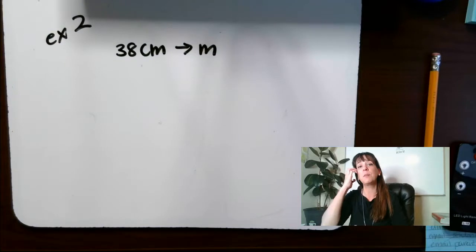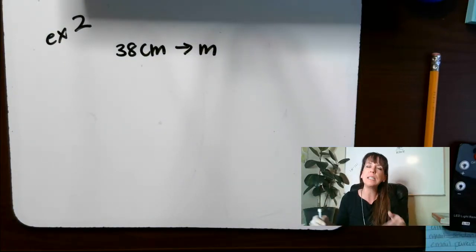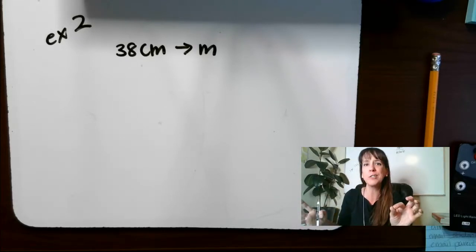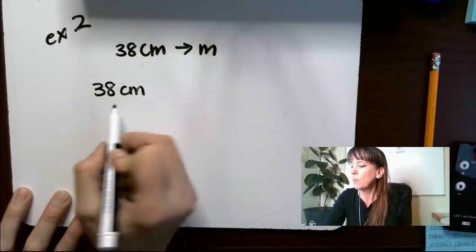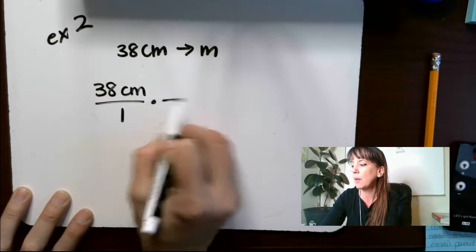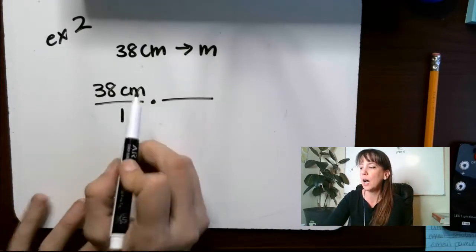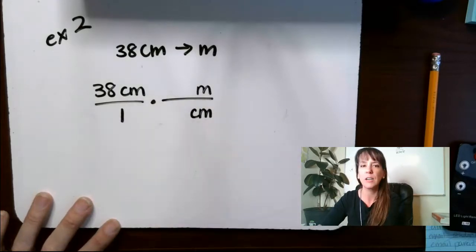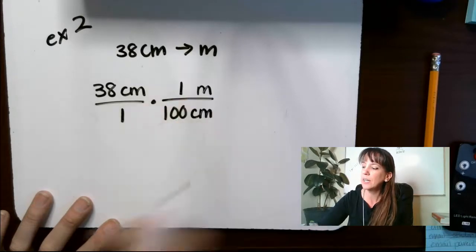Guys, we are allowed to multiply anything by 1, right? 17 times 1 is 17, -5 times 1 is -5, right? We're allowed to multiply anything by 1. That's what we're going to do for this unit conversion. We take 38 centimeters, we put that over 1, we multiply by, now, we're trying to get rid of centimeters, so since it's on the top here, we want it on the bottom here. Centimeters, we're going to put meters here. We know in 1 meter, there are 100 centimeters.